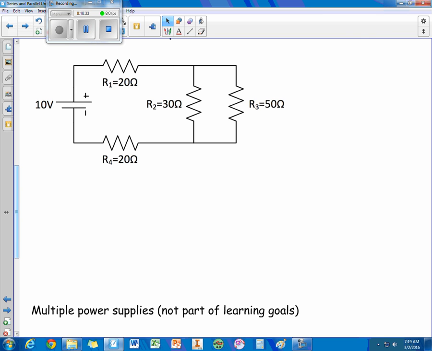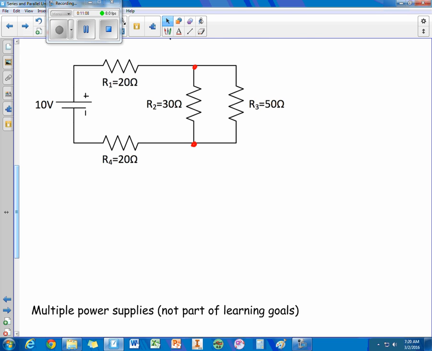A lot of people get this confused. They would see R1, R2, and R4 as being in series. So they would do 20 plus 30 plus 20. But you can't do that. Notice that up here we have a node or a junction, and we have a junction down here. So really what's happening is I have R1 being in series with some parallel resistors being in series with R4.